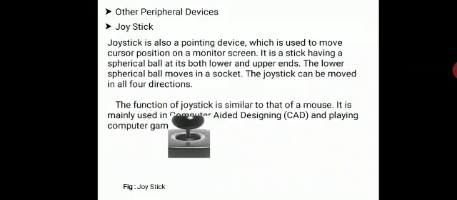The lower spherical ball moves in a socket. A joystick can be moved in all four directions. The function of a joystick is similar to that of a mouse. It is mainly used in computer aided design, that is CAD, and in playing computer games.